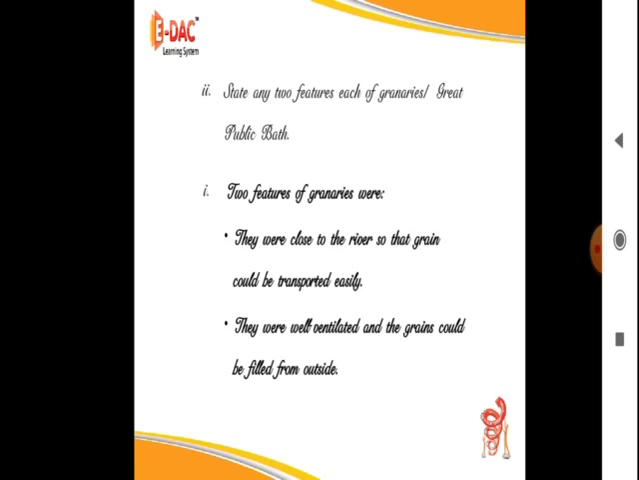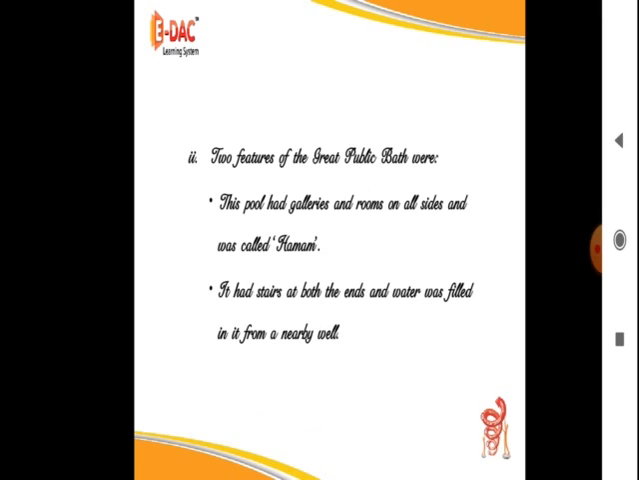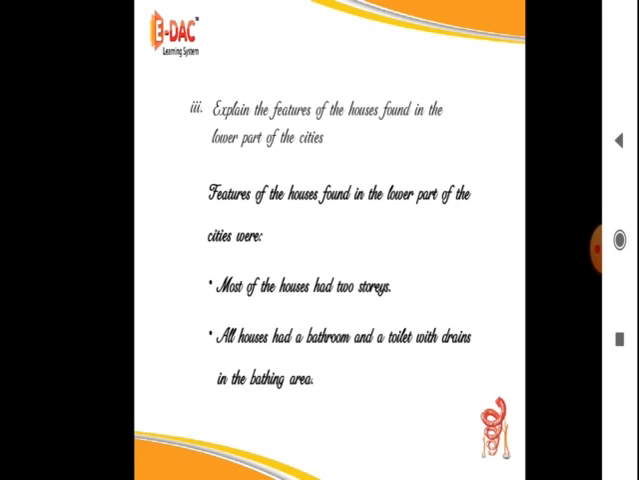The next is, state any two features of granaries and the great public bath. What are the features of granaries? And what are the two features of the great public bath? It is also given here. You can just go through that. Explain the features of the houses found in the lower part of the cities, which we have already covered in our earlier explanation. Please go through the answer, which is in bold.